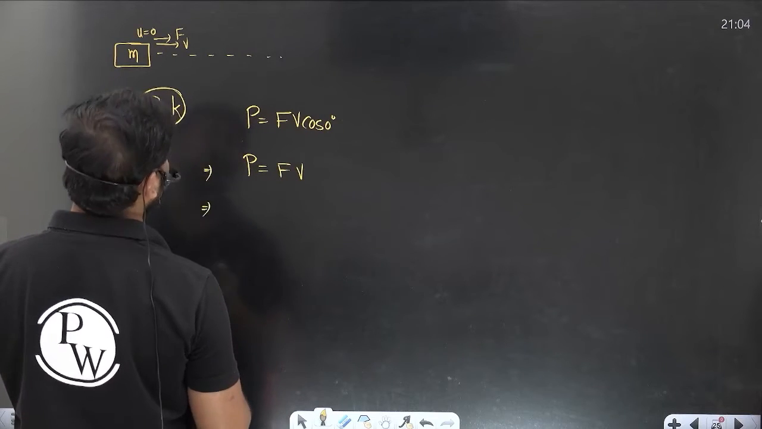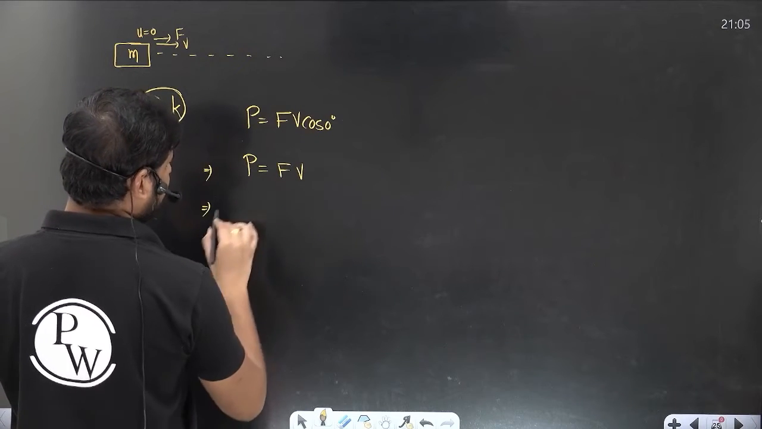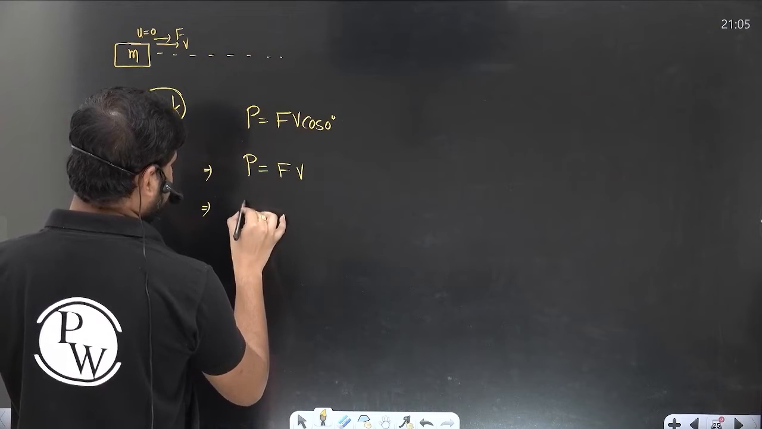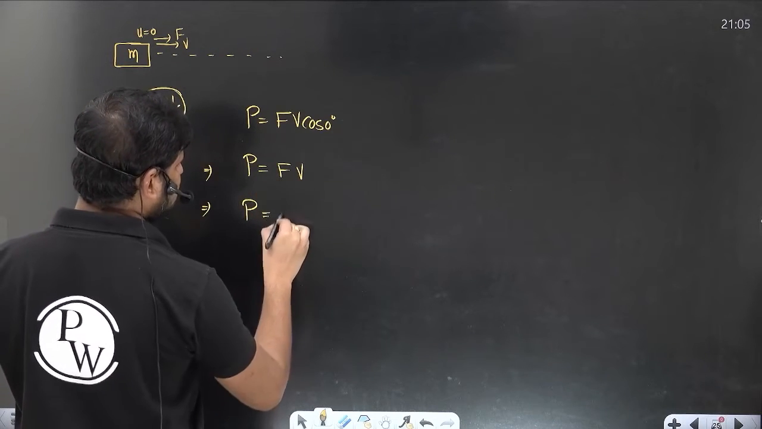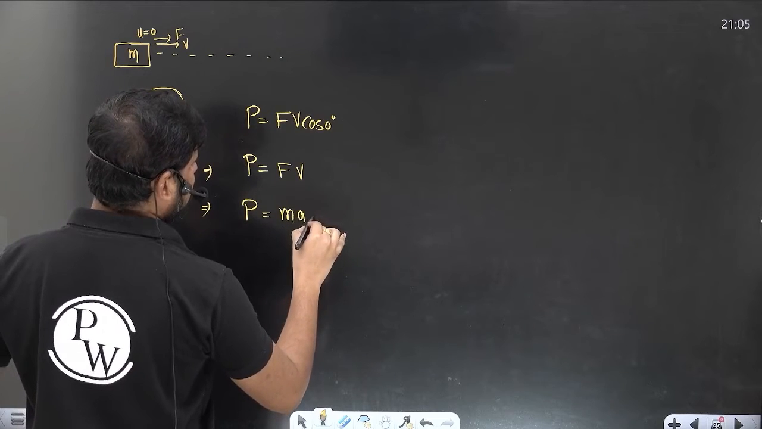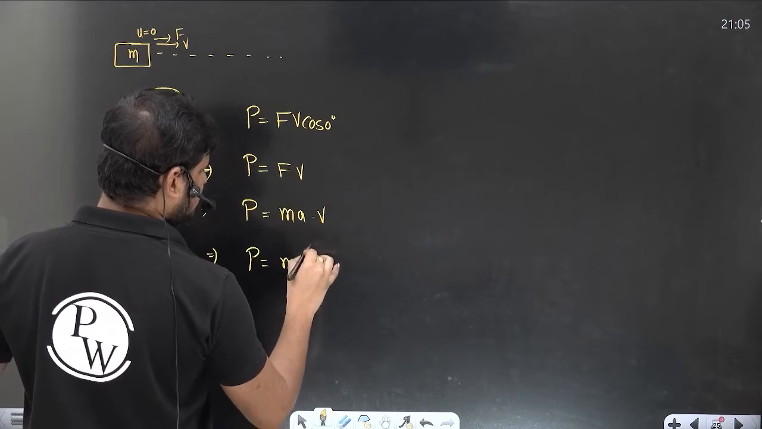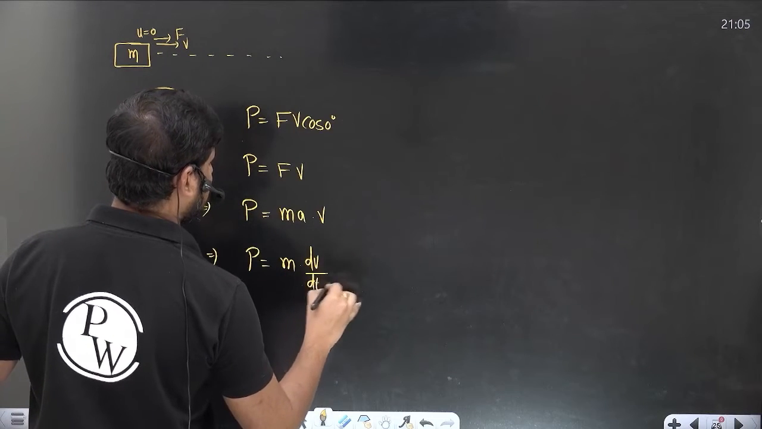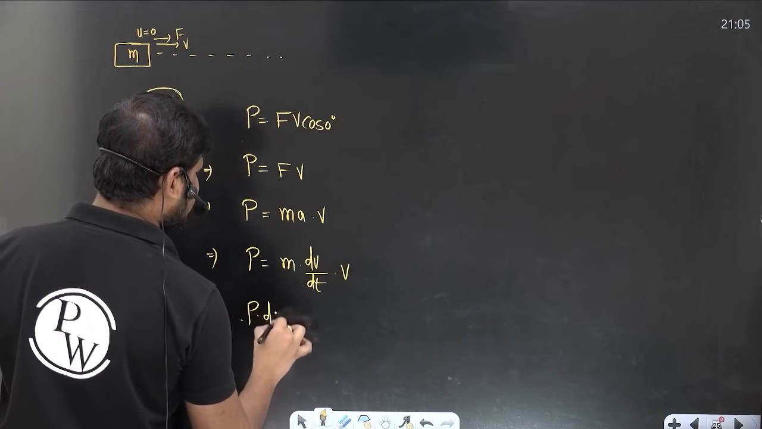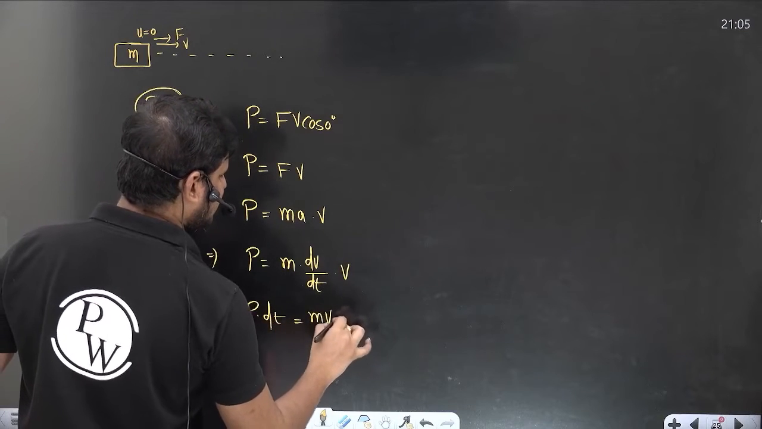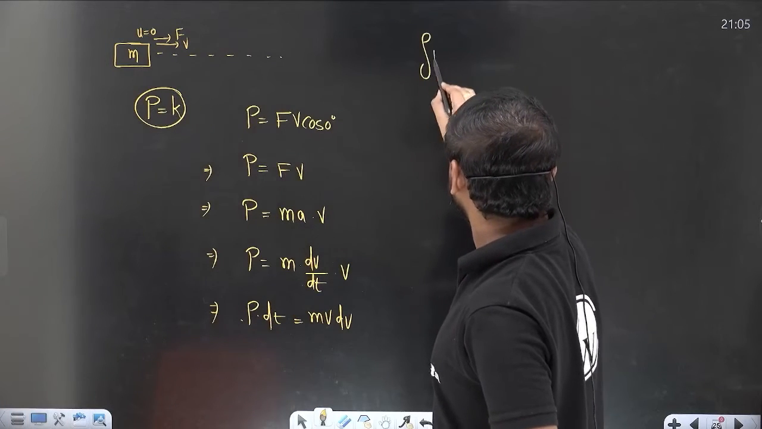So from here, we need the force actually. First, P is equal to, in place of F, let me write m a into v. So here P is equal to m into dv by dt into v. Bring this dt to this side: P dt is equal to m v dv. So just understand the procedure, same concept, but the question is a bit twisted here.